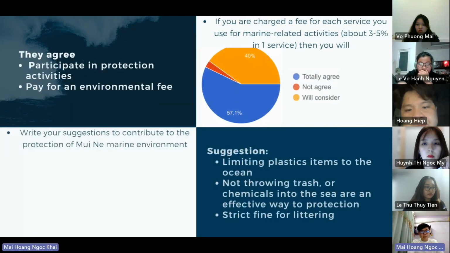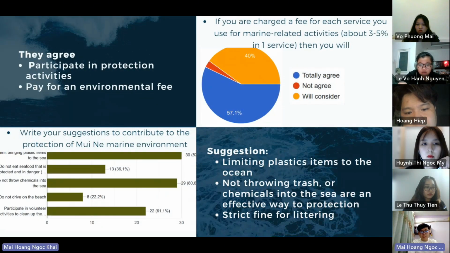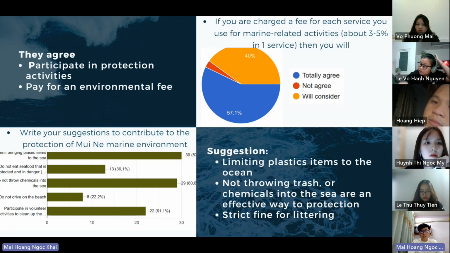Lastly, many students agree to join in activities like Keep Mui Ne Green or Vietnam Clean and Green Days. More than half of the students are willing to pay an environmental fee to protect the beach. Besides that, IU students suggest that limiting plastic items and not throwing trash and chemicals into the sea are effective ways. Next, we will continue.